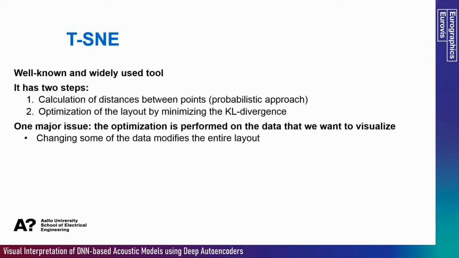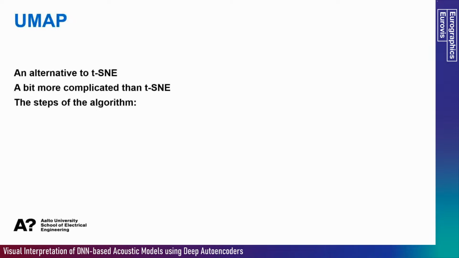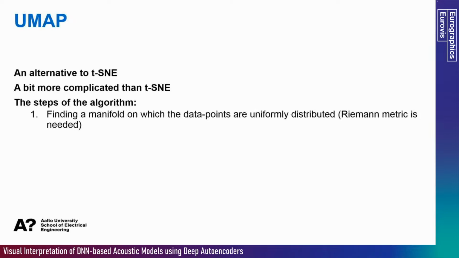Another tool for visualization is called uniform manifold approximation and projection. It's an alternative to the stochastic neighbor embedding algorithm, and it's a bit more complicated than the SNE. The algorithm has the following steps. First, we try to find the manifold on which the data points are uniformly distributed. For real data, this is a very strong assumption, and that's why we usually use a Riemann metric.